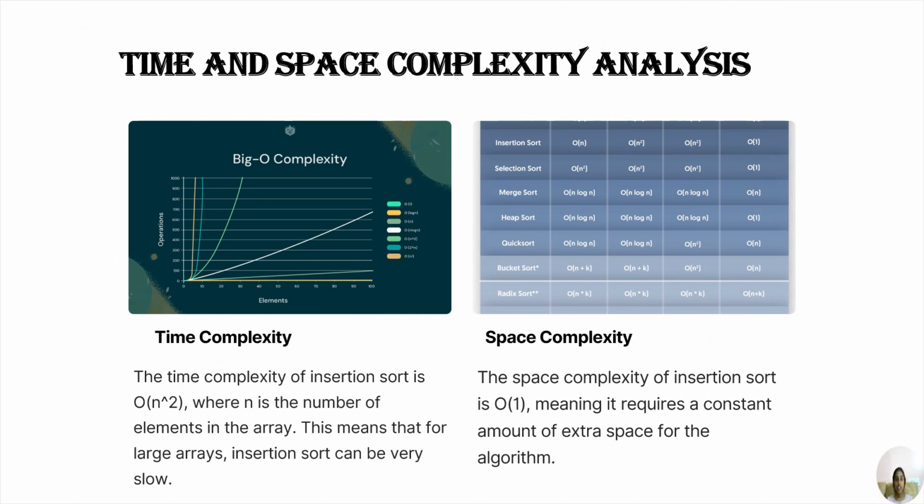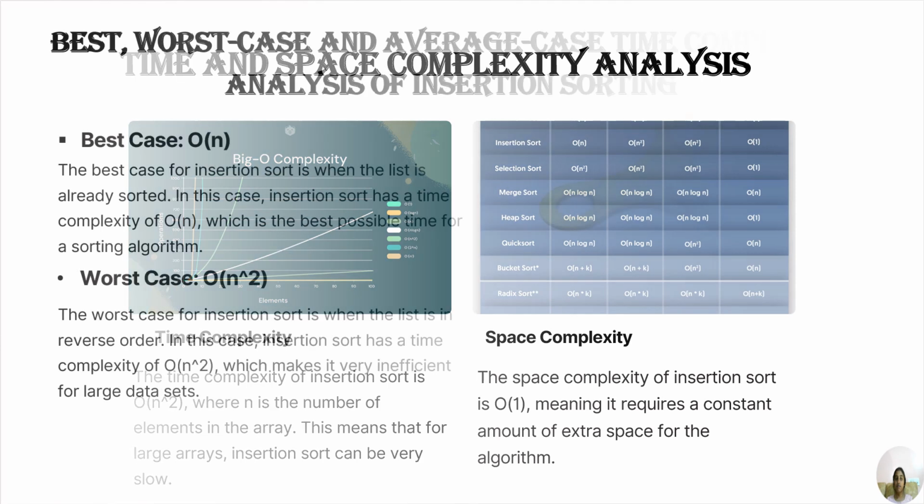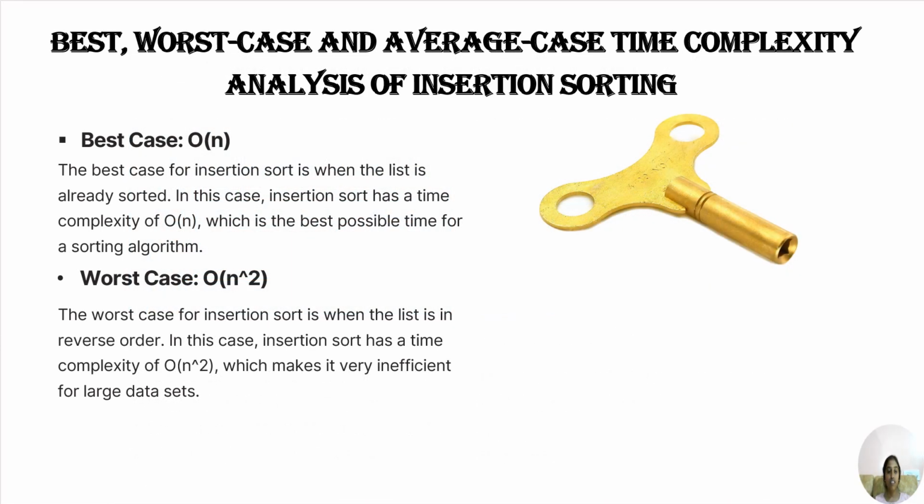The time and space complexity analysis. Time complexity. The time complexity of insertion sort is O(n squared), where n is the number of elements in the array. This means that for large arrays, insertion sort can be very slow. Space complexity. The space complexity of insertion sort is O(1), meaning it requires a constant amount of extra space for the algorithm.